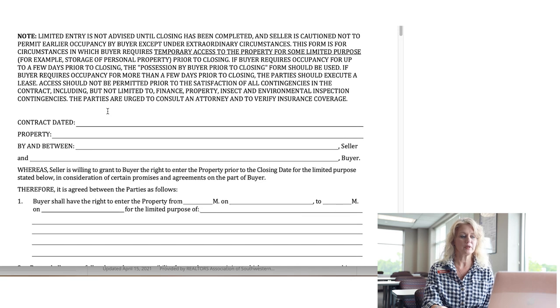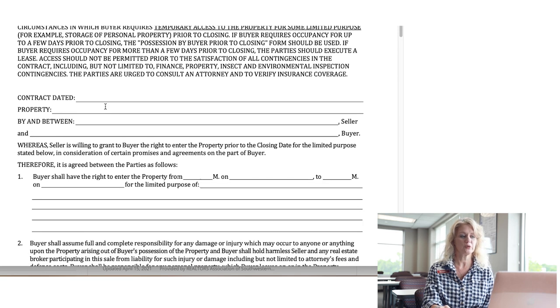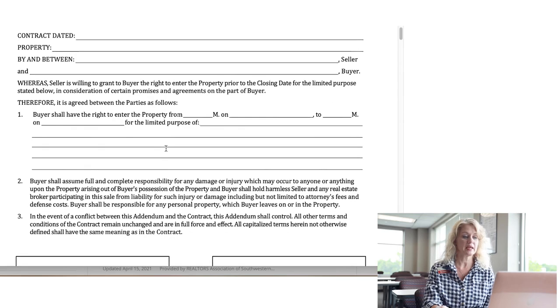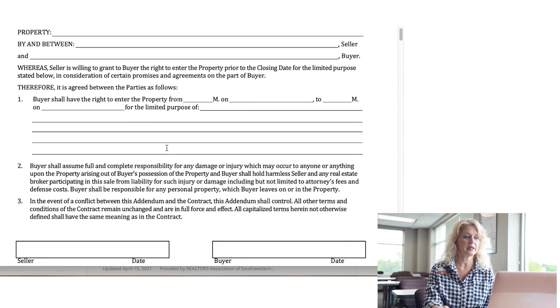So this limited purpose addendum would include the contract date, the property address, the seller's names, the buyer's names, and then it details the access that's allowed for the property. Buyer shall have the right to enter the property from blank PM or AM on whatever date to AM or PM on whatever date for the limited purpose of, and it's outlined and defined in whatever terms the buyer and seller have agreed upon.